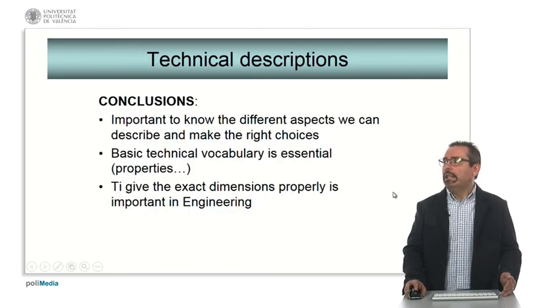In conclusion, there are different aspects that you must take into account when describing. You must have certain basic technical vocabulary about properties, etc. And you have to give the exact dimensions properly with any of these 4 possibilities that we dealt with at the end of this learning object.